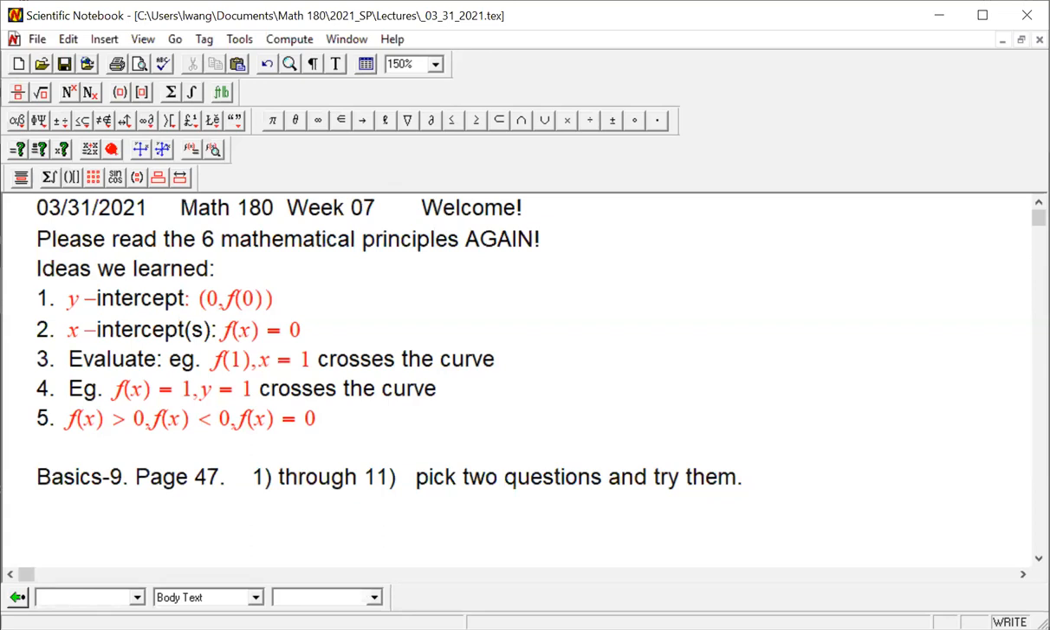Basic 9, actually they're all quadratic type, so I don't need to separate them. I was looking at my older version. I have a hard copy, so I tend to look at the hard copy. So Basic 9, page 47. How about you look through all of these questions from number 1 through number 22.